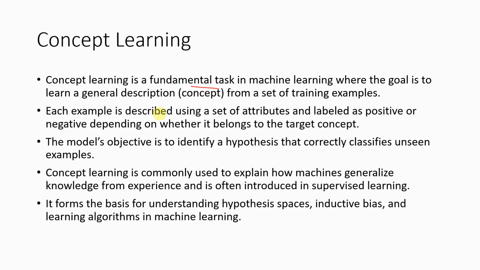So every example in the training sample has a set of attributes and also a label. Either it can be a positive class or a negative class. This label that we are learning is called a concept or a target through the training samples. And this concept learning is used to explain how machines generalize the knowledge from the experience learned from the sample data in order to classify the unseen data.